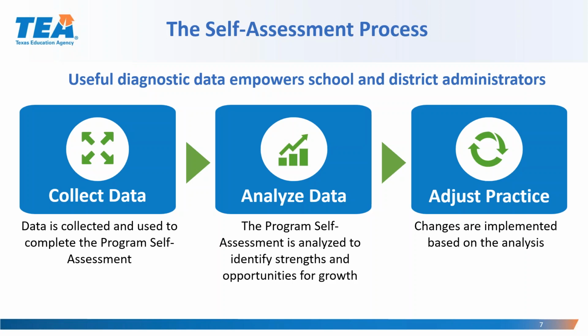So let's go on now to talk a little bit about the self-assessment process. And it includes the following. The first is to collect data. And that data is collected and is used to complete the program self-assessment document. After the data is collected, you analyze the data. And the data can be used to identify strengths and opportunities for growth. And then finally, changes are implemented based on the analysis of the data.